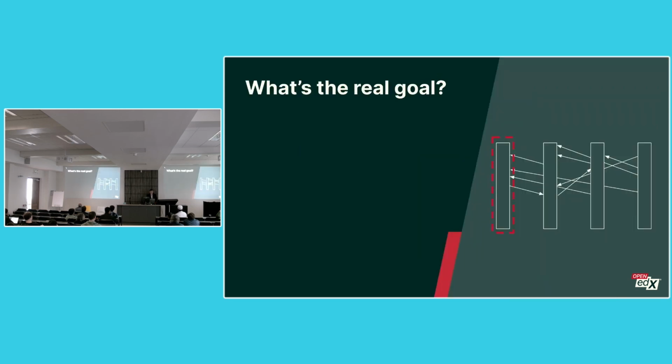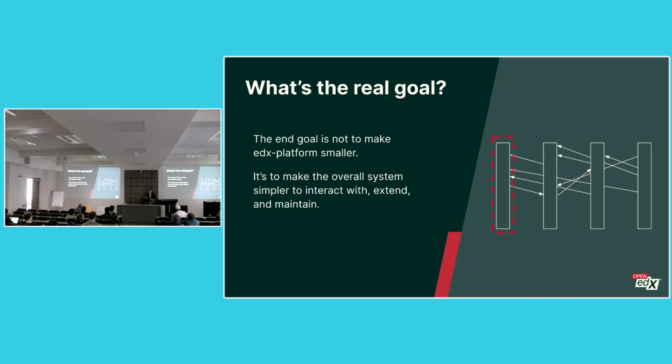But the real goal is not to make edX platform smaller. That's a means to an end. The end goal is to make the overall system simpler to interact with, extend, and maintain. And I think that the viable path towards that is to extract out the simplest low-level concepts that plugins need the most, and build on those so that each thing that we add adds value for those developers. And also to try cutting this swath where there are fewer dependencies because we're already starting at kind of the lowest layer of the dependency tree.